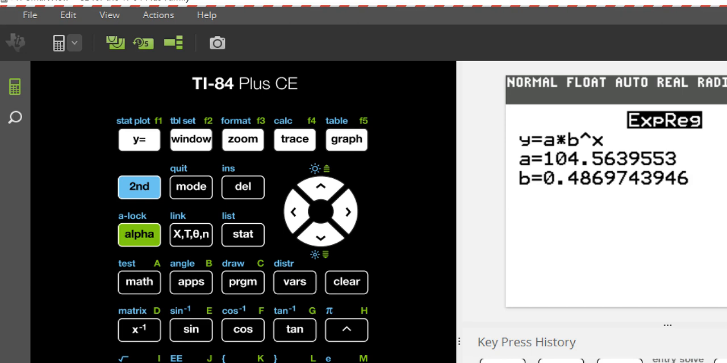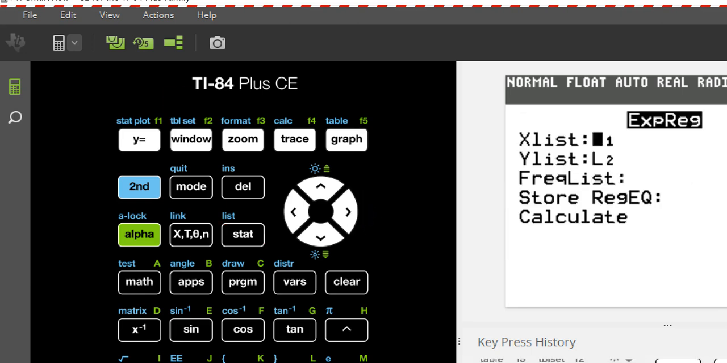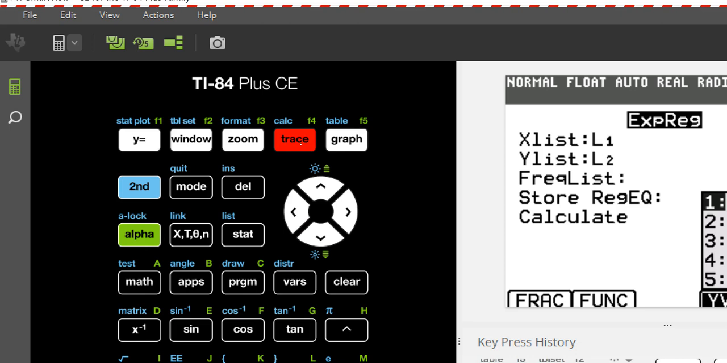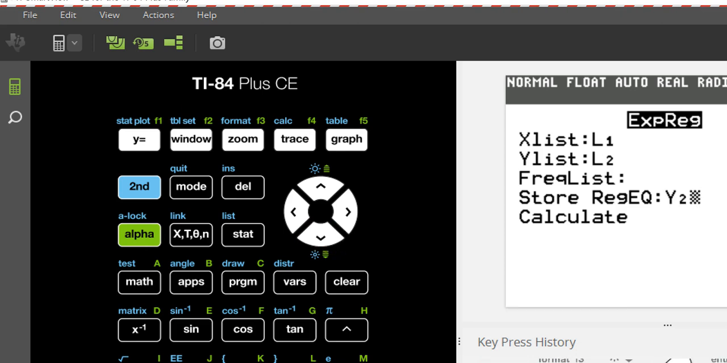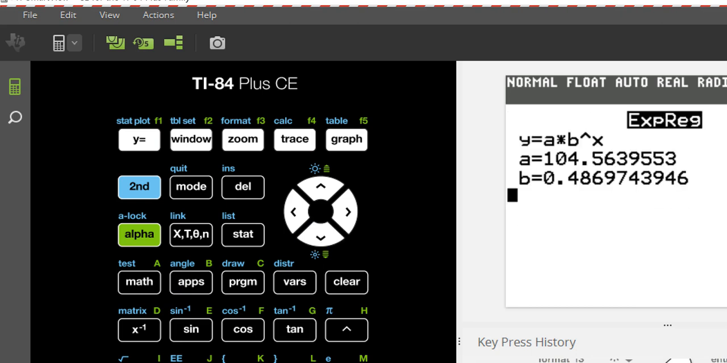How do you get to that page? This page. Yes. I went to stat, I went to calc, I went to option 0, I went down here to store regression equation, I stuck it in y2 if you remember, and then I went down to calculate and I ran the program. Right. So this screen is the result of running the exponential regression program. You with me? Yes. Okay.